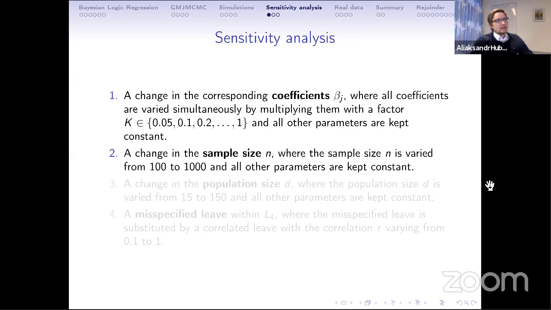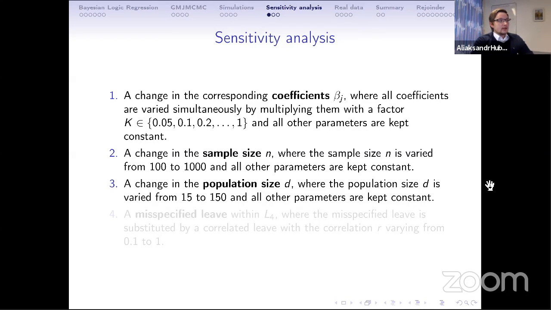In the second sensitivity analysis, we pretty much did the same, but we were changing the sample size. So we kept the betas from the original simulation scenario 5 and changed the sample size from 100 to 1,000 observations, having all the other parameters kept constant. Those two scenarios are somewhat complementary. I mean, by increasing the sample size and having the same effect size, we could reach exactly the same result as increasing the effect size, having the sample size fixed.